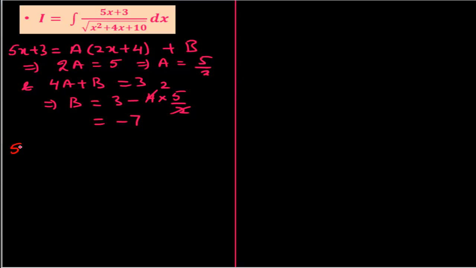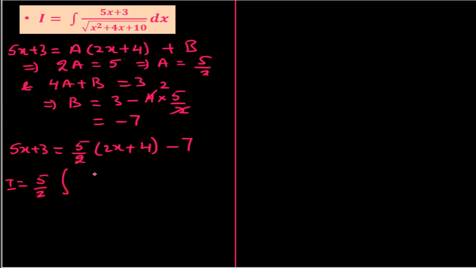So what can we write 5x plus 3 as? It will be a, which is 5 by 2 multiplied with 2x plus 4, and then plus b. B is minus 7. So this is what we get. So in the given integral, we will replace 5x plus 3 by this, and we will take the denominator separately with both these terms and convert the integral into two parts. So let us see what they are.